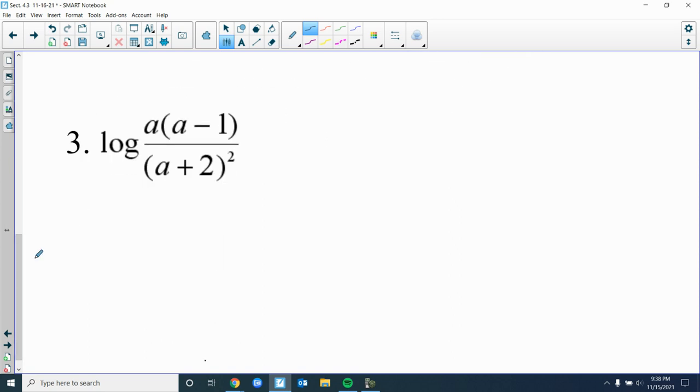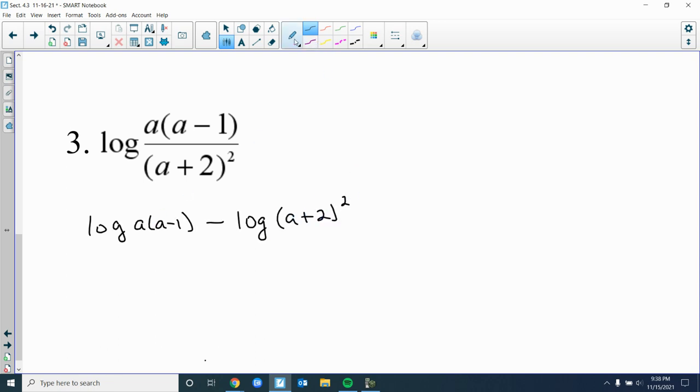Okay, look at this third one. Got a lot going on. We got fractions, we got things being multiplied, we got a power. All right, first thing we're going to do is get rid of the quotient. I'm going to take the log of a times a minus 1 minus log of a plus 2 squared.